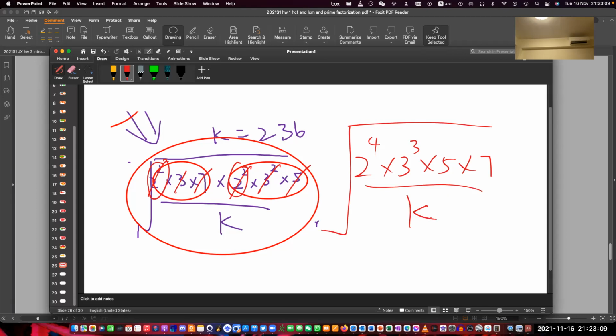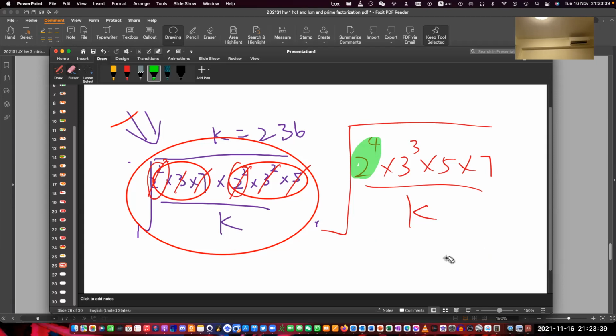Now, the question you ask yourself is, can you square root 2 to the power of 4 or not? Is this going to give you a rational number? The answer is yes. If you square root 2 to the power of 4, which is square root 16, you are going to get 4. So that means this can be square rooted, so no need to do anything.